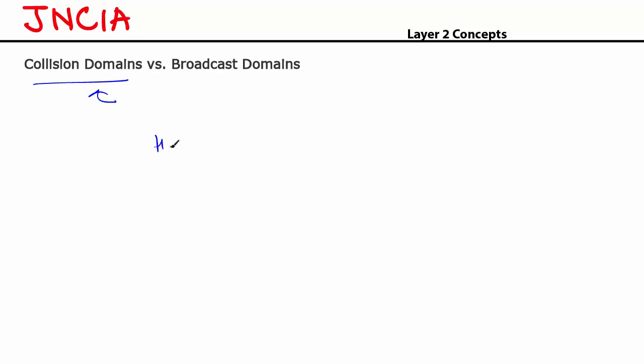So let's say we have a hub here, and that's a 4-port hub. How many devices do you think can send data at the same time? The answer is only 1. So that is one collision domain.